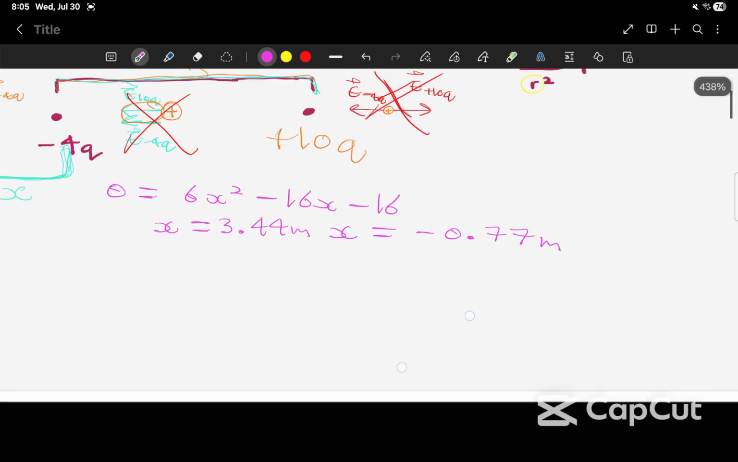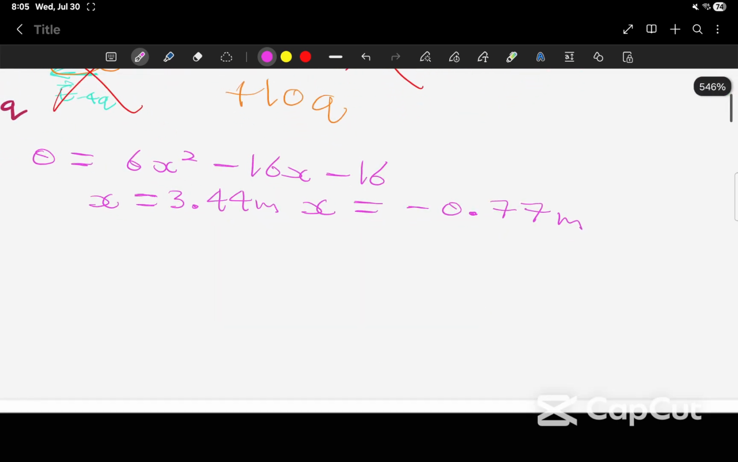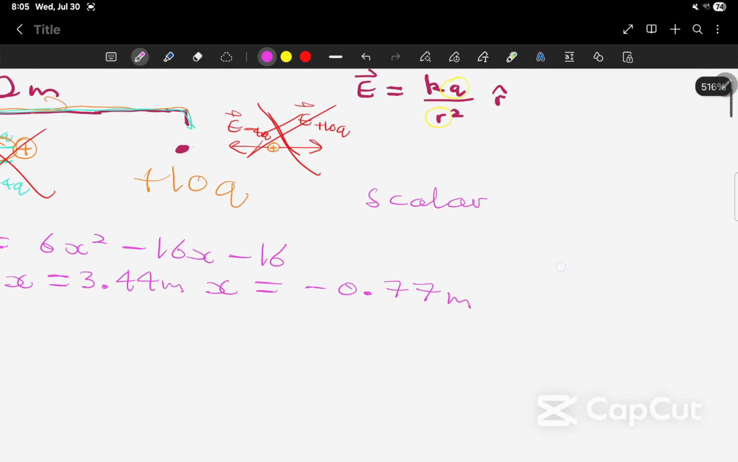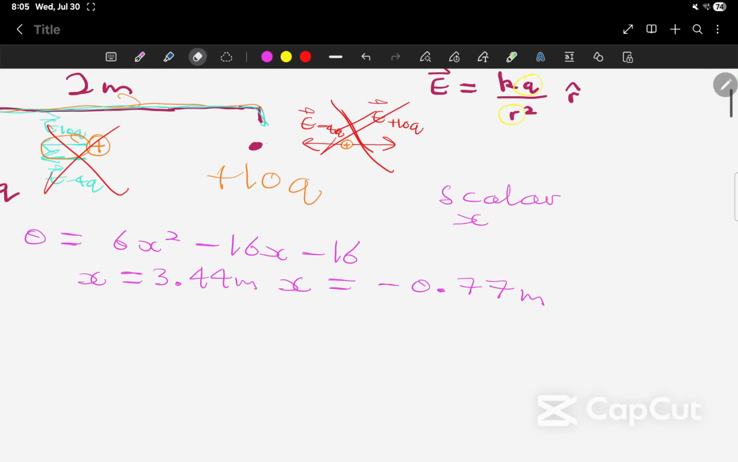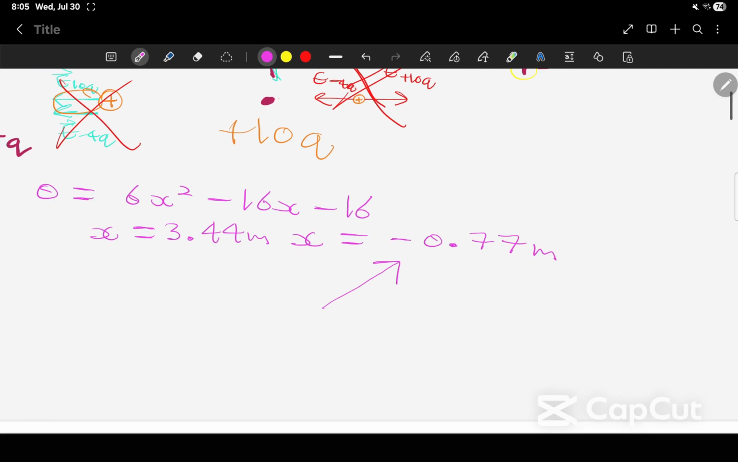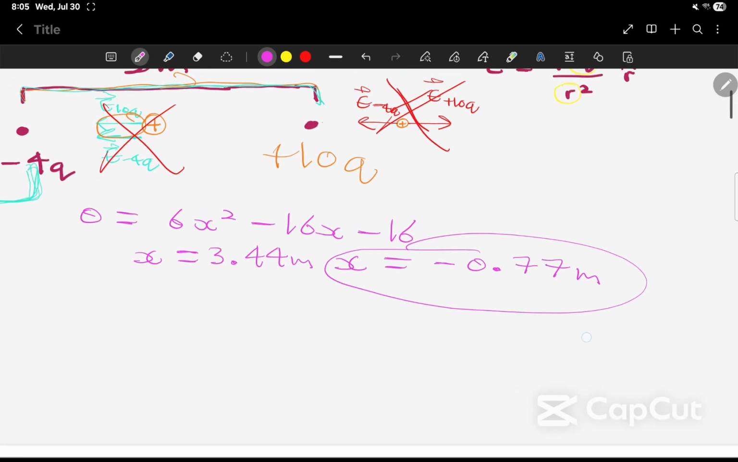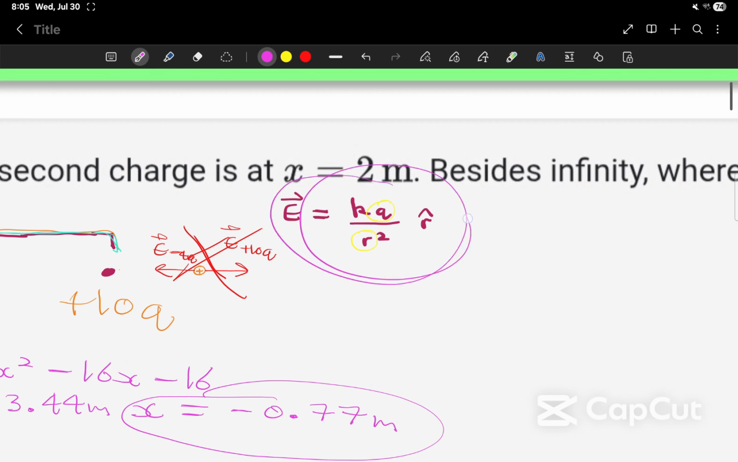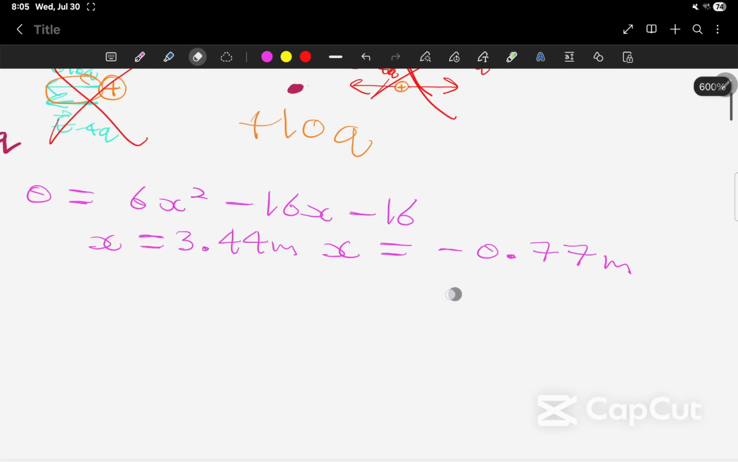The one thing I have to keep in mind here is that right now I used a scalar equation. That means I'll get the distance, not really the displacement. Because of that, the distance can't be negative, so I have to reject that answer that I just put an arrow to. I solved for the distance because I used the scalar form of this formula, so that's why I reject this one.